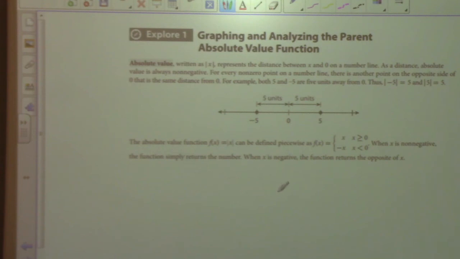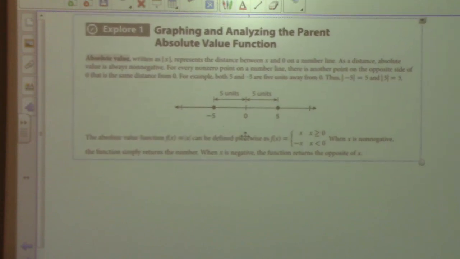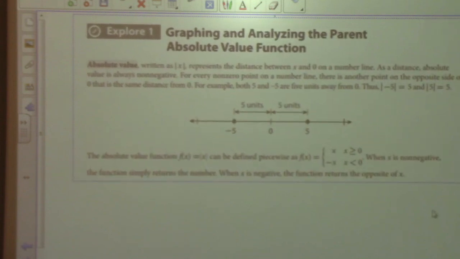Okay, and this really tells what it is. The absolute value function can be defined piecewise. A piecewise function is something that's written like this, where there are two different rules for different intervals of the domain. So x when x is greater than or equal to 0, but negative x when x is less than 0. And so the function simply returns the number when x is not negative; when x is negative, the function returns the opposite of x.